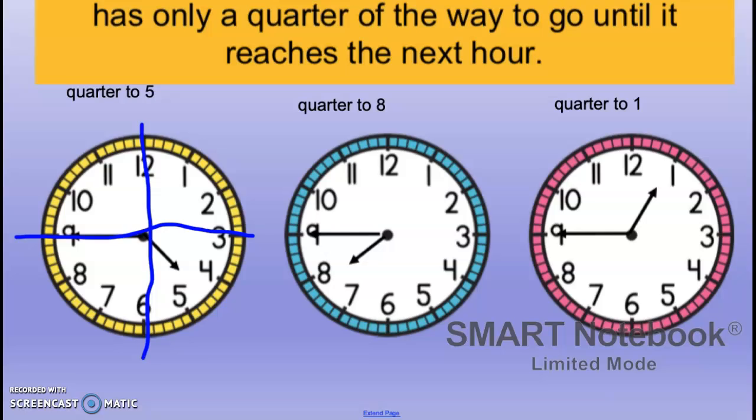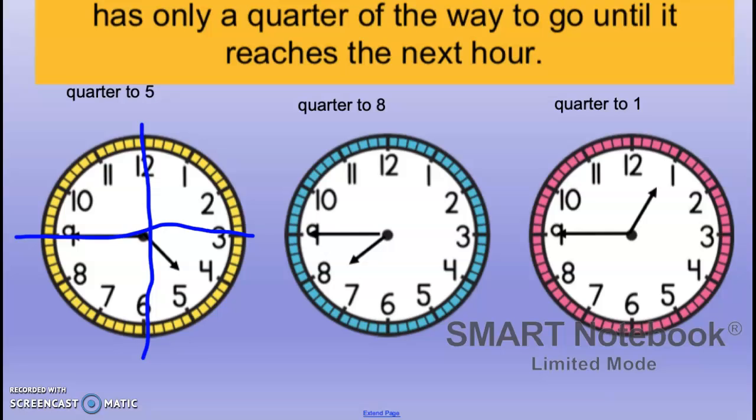All right, let's go ahead and look at the blue clock. Yes, the hour hand is between the 7 and the 8. So it's about to be what time? Yes, it's about to be 8 o'clock, so it's a quarter to 8. And you can see I have already typed that up above it.